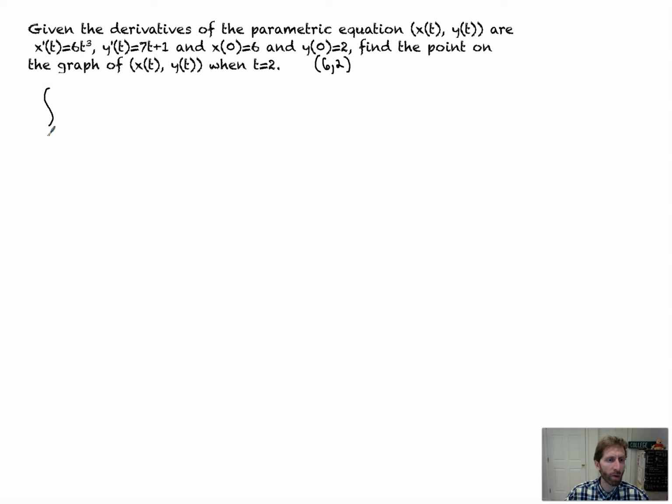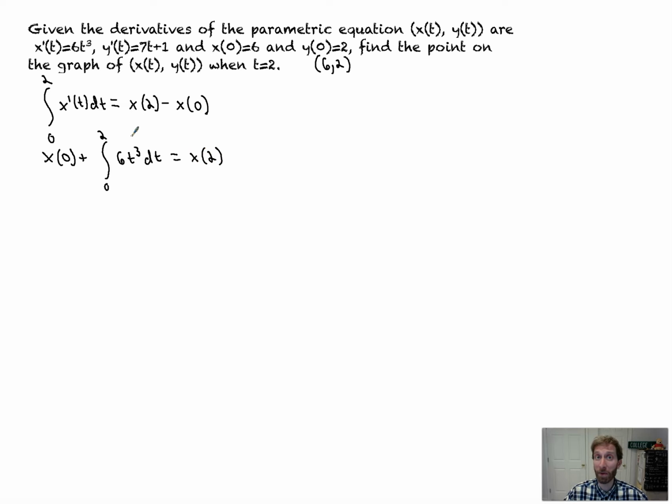So we know that the integral from 0, which is the value that we have, to the value we want, 2, of x prime of t dt is equal to x of 2 minus x of 0, a little fundamental theorem of calculus right there. So going from here, x of 0 plus the integral from 0 to 2 of x prime of t, which is 6t cubed, dt would give us x of 2. That would give us our value. It's just adding x of 0 to both sides.